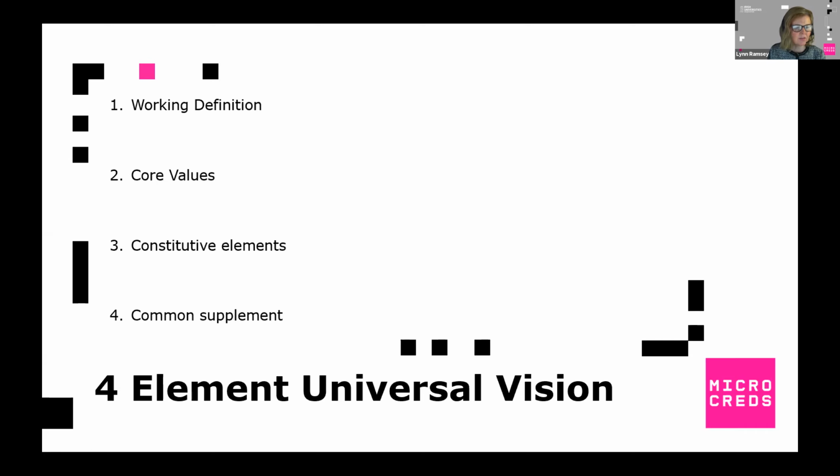So you can see there the 4 elements of our universal vision. The first is a working definition. The second is the core values that underpin our work. The third is a constituent element of a micro-credential within the microcreds context. And the fourth is a common supplement, which is akin to the diploma supplement that you'll all be very familiar with.